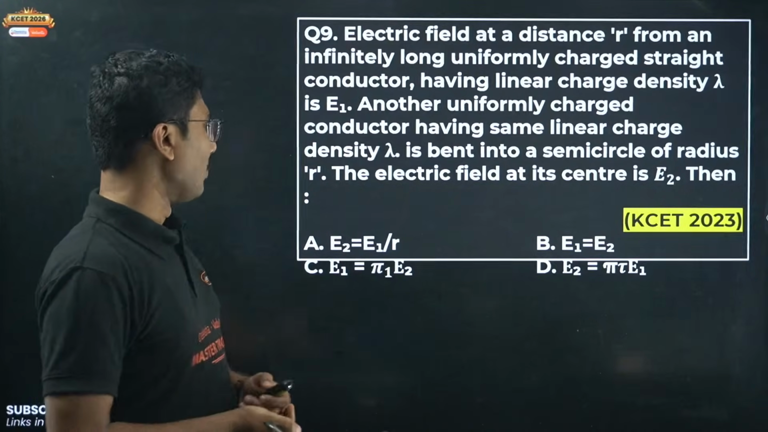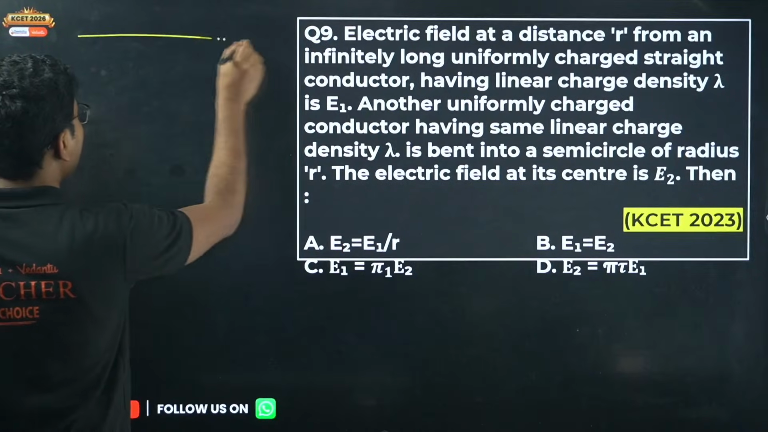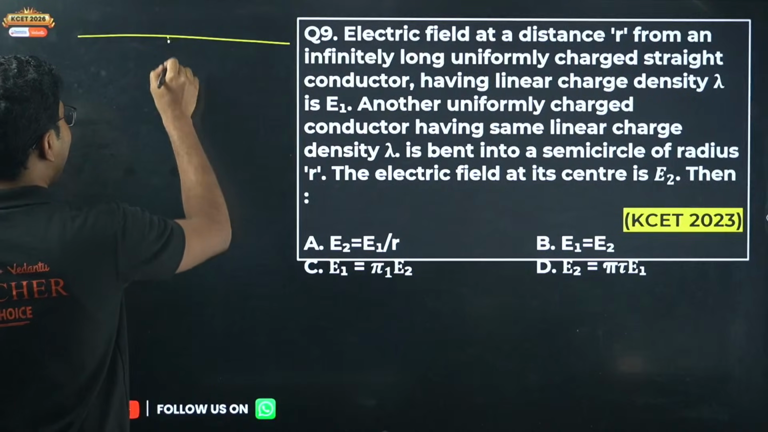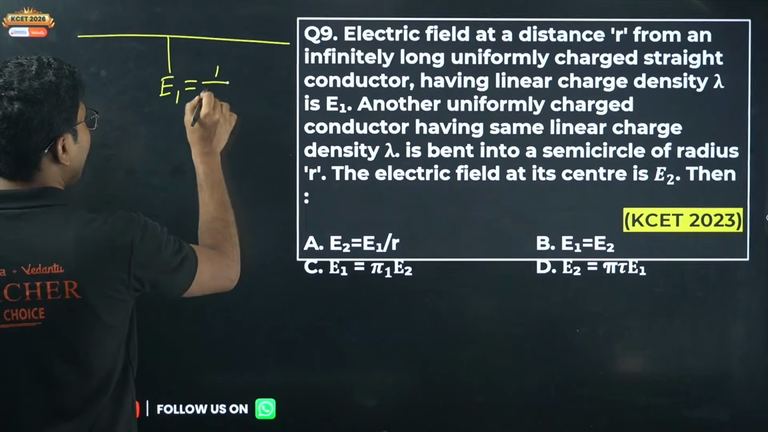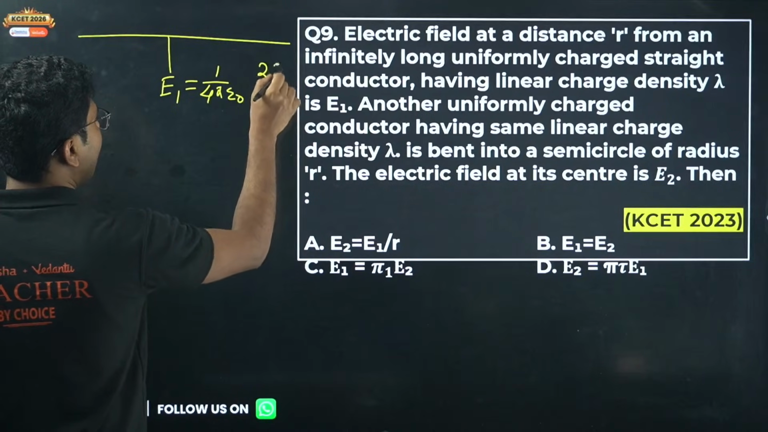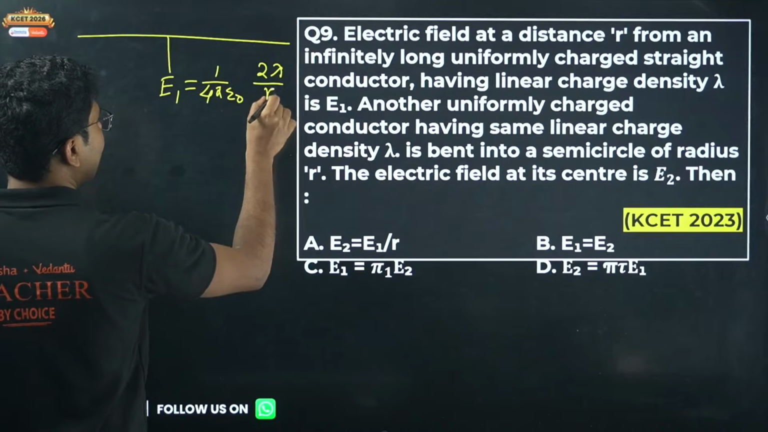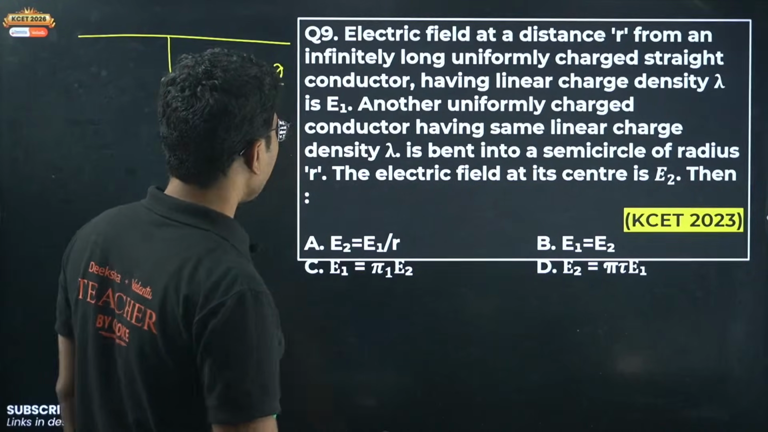Okay, now what is the question? First of all, electric field due to a straight conductor at a distance is given by 1 by 4 pi epsilon naught, 2 lambda upon r. Okay, 2 lambda upon r.